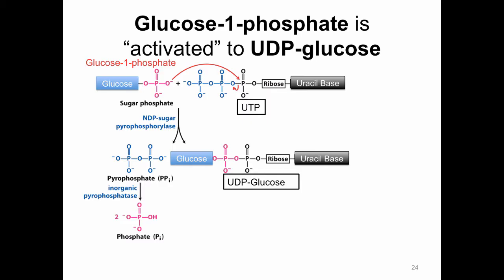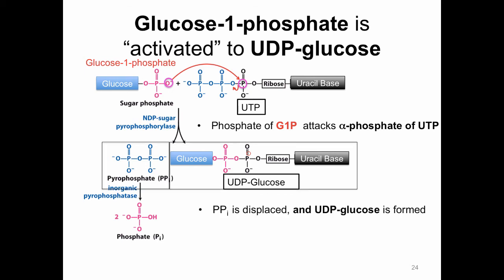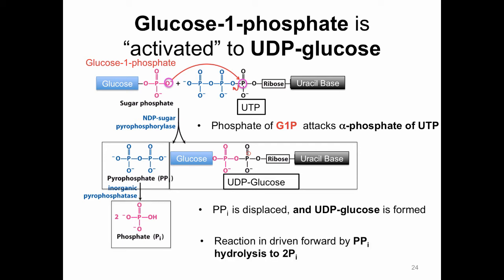Once glucose 1-phosphate is formed, it is then activated to make UDP glucose. In this reaction, glucose 1-phosphate attacks the alpha phosphate of uridine triphosphate, resulting in pyrophosphate and UDP glucose. This reaction is driven forward because pyrophosphate further hydrolyzes to inorganic phosphate, which is a thermodynamically favorable reaction.